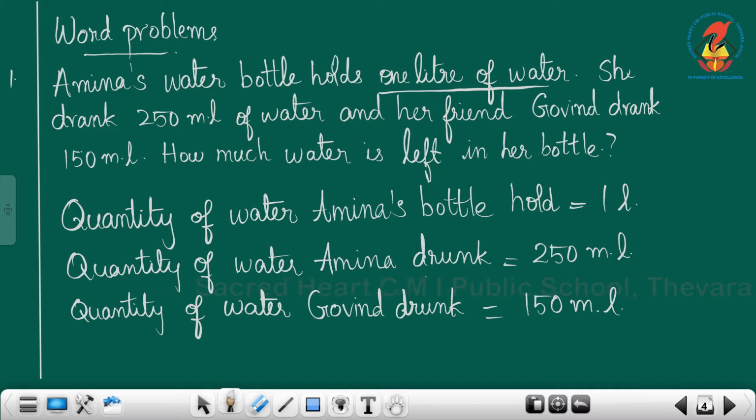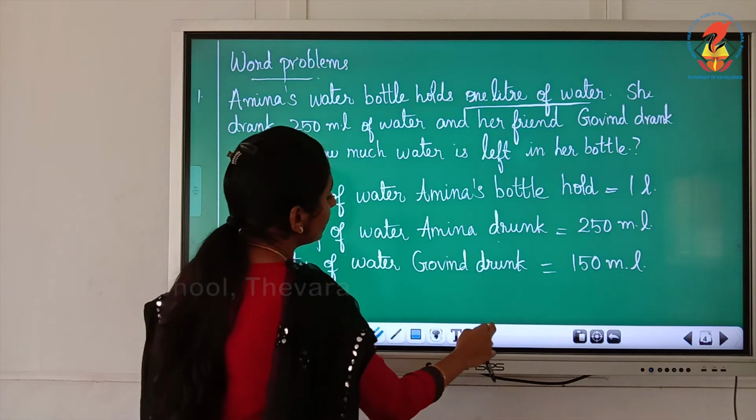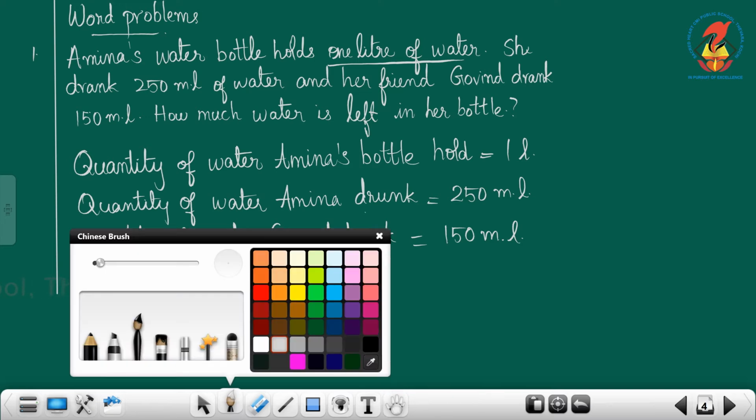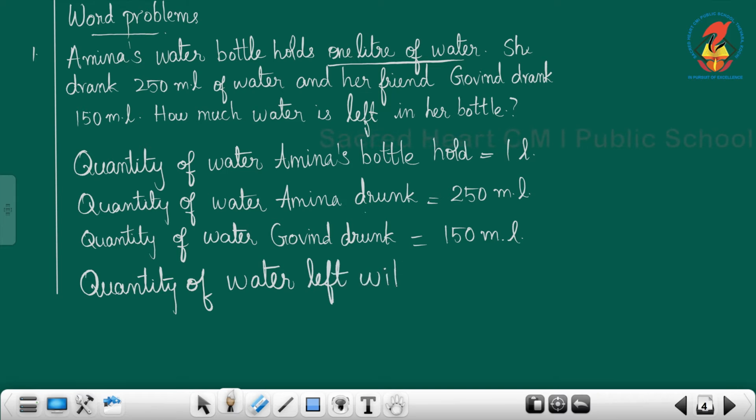What is the question in this? Here, what is the question? We want to find how much water is left in her bottle. So how can we write it? Quantity of water left in Amina's bottle. Okay.